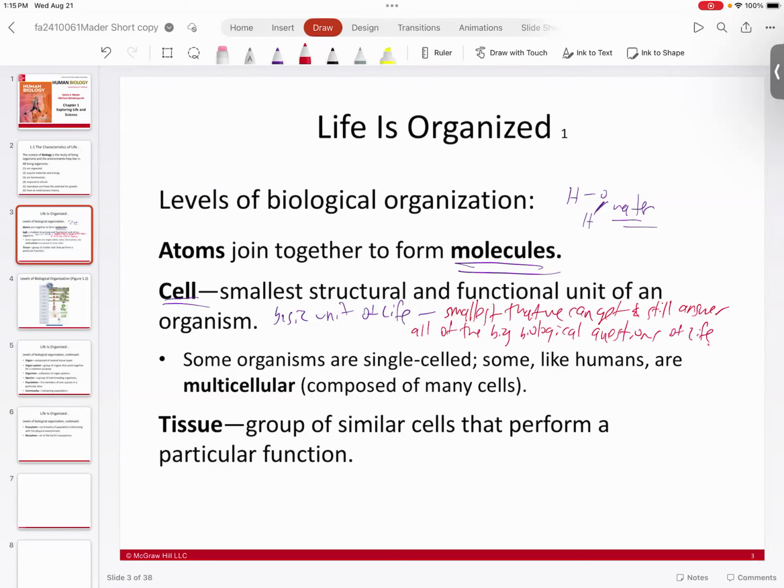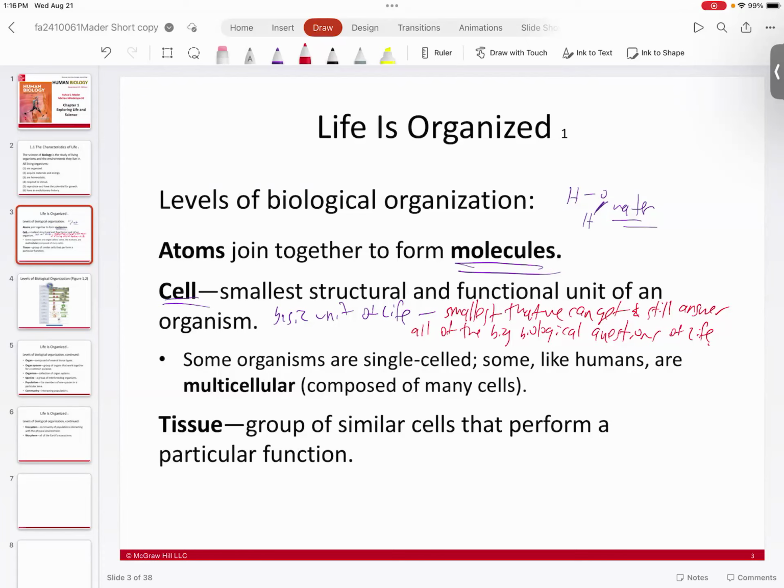Remember that list we looked at last time? Energy, organization, homeostasis, growth, development, reproduction, heredity, all of those are the big biological questions of life. You have to answer those, right? You can't just opt out. Every organism has to have an answer for those. And so the cell is the smallest unit that we can get to and still be able to answer all those big biological questions.